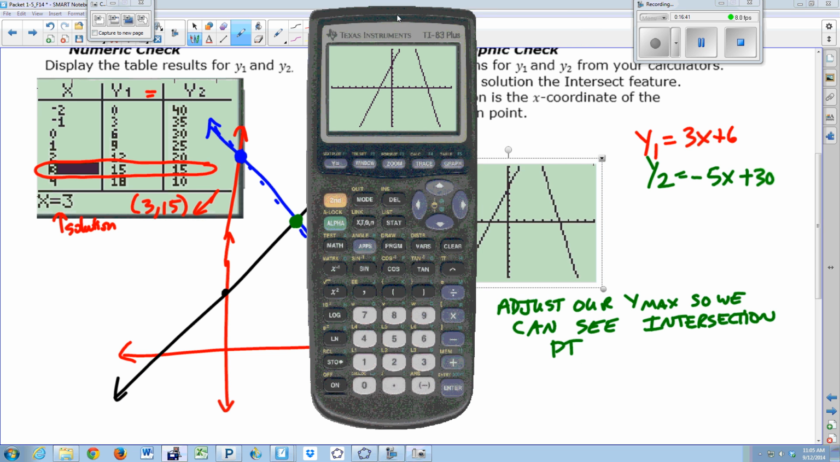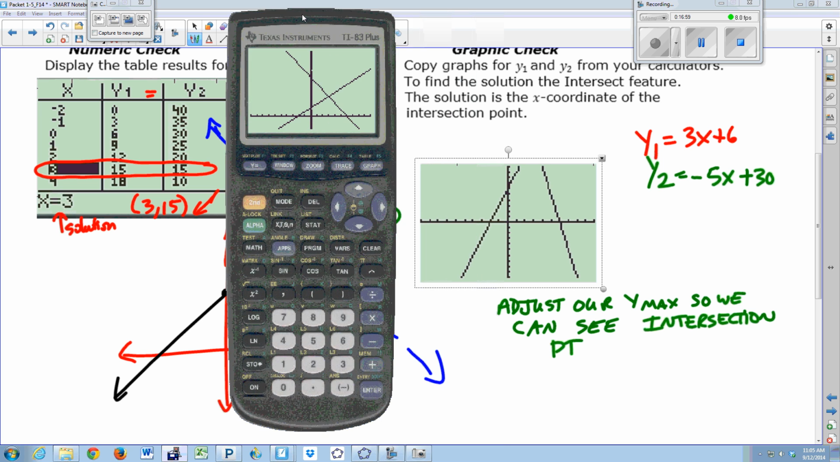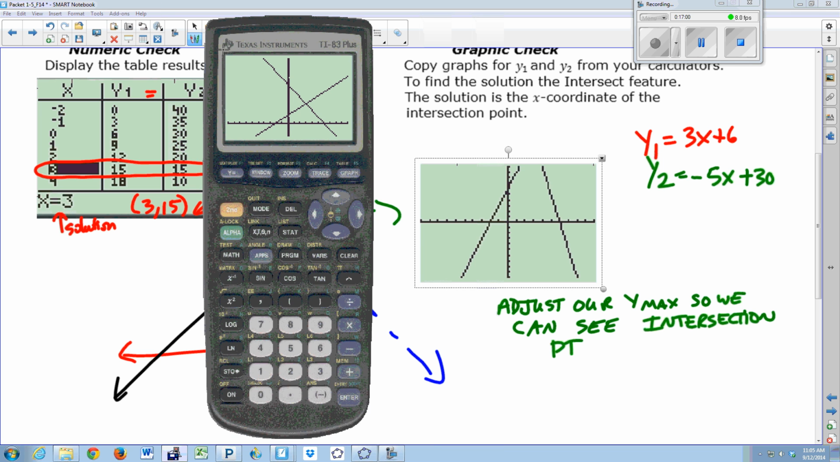Again, without knowing the solution, you wouldn't know how high to go. So it's really just a judgment call. I'm just going to go up to like 50. Hopefully I'll get it when I do 50. Then you hit your graph again, and there's your first line, and there's your second line. Now you have to find your intersection point. So let's do this. We'll get the right window now.